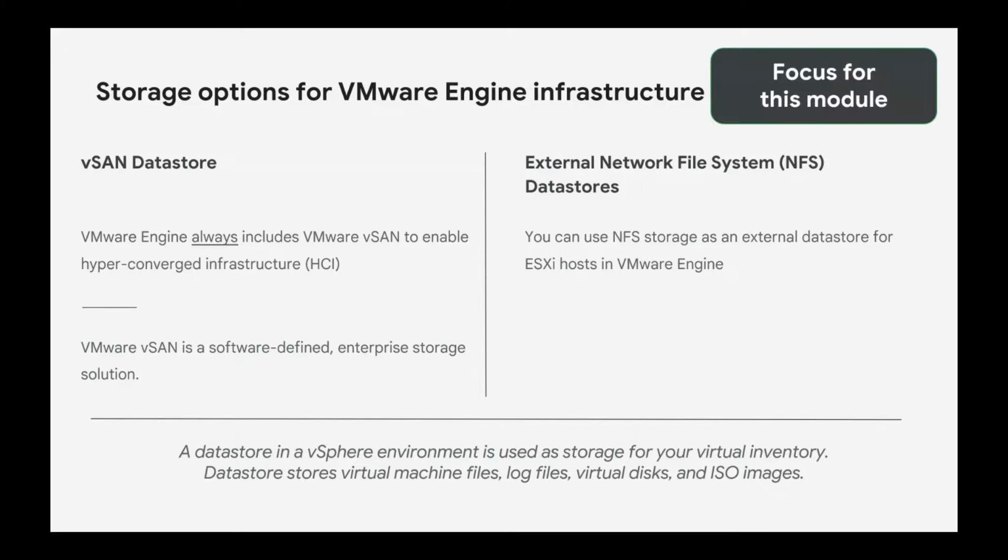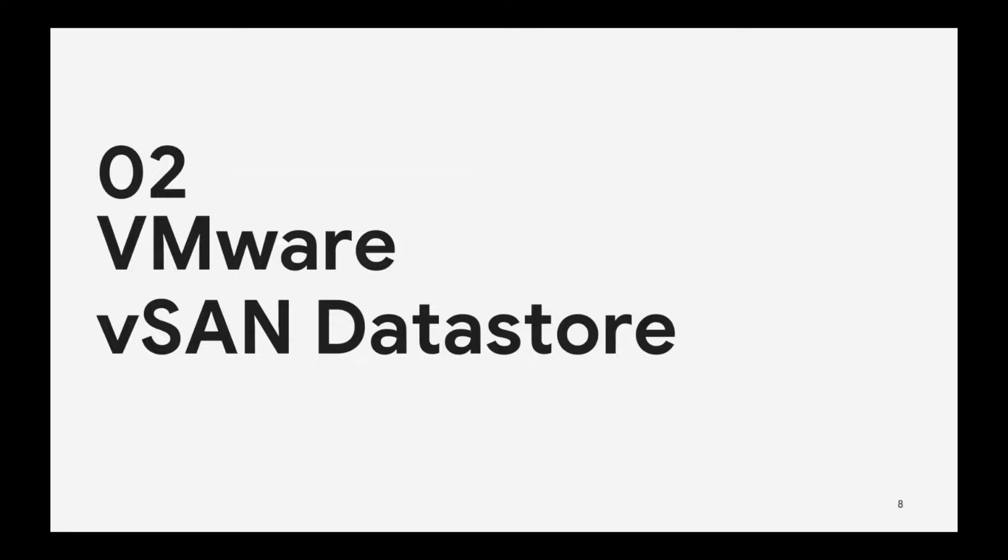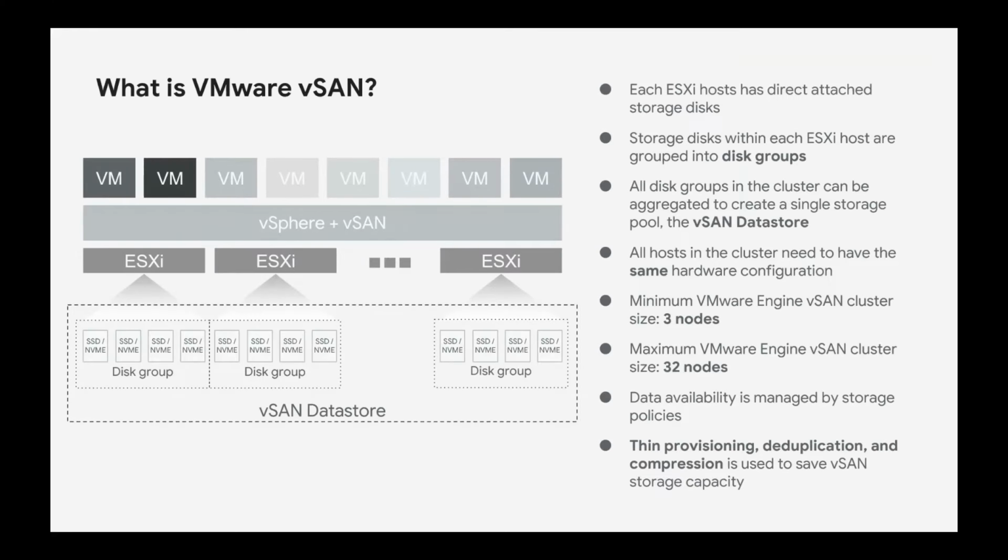Let's start by understanding vSAN, what a VMware vSAN data store is. Typically, a vSAN cluster consists of multiple ESXi nodes. Each of these ESXi nodes or servers has internal disk or storage devices. For VMware Engine, these are typically NVMe attached flash devices, referred to as disks, which are placed into disk groups. Each ESXi node contains one or more disk groups. All the nodes in the cluster contribute capacity to the vSAN data store through these disk groups.